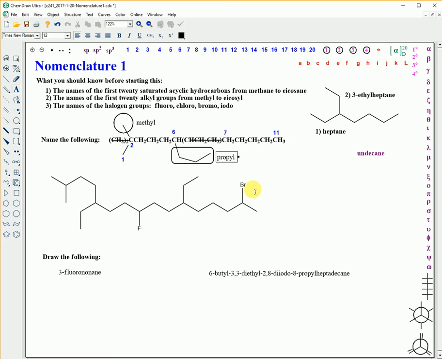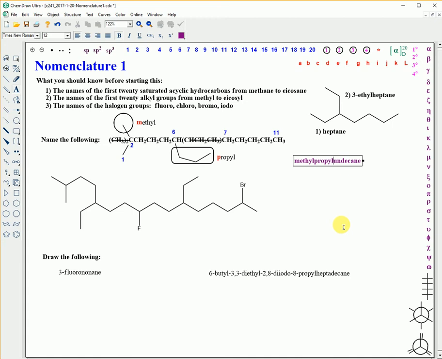We have to put the groups with the chain name here. The methyl group will go first because it begins with an M, not because it's on carbon 2, only because it begins with an M. M is before P. So my molecule is methyl propyl undecane. This is not the end.